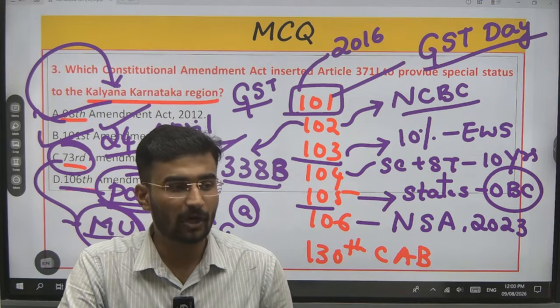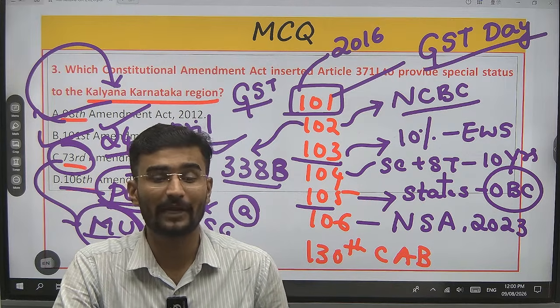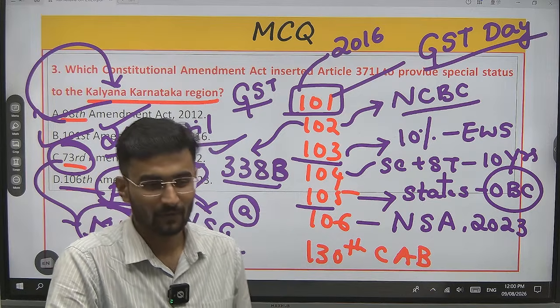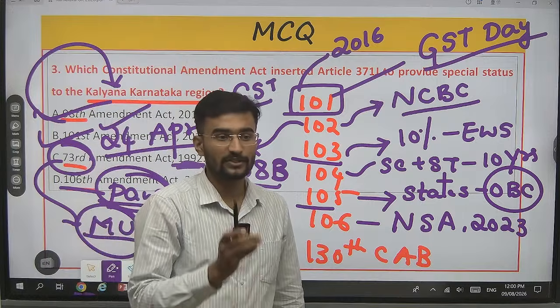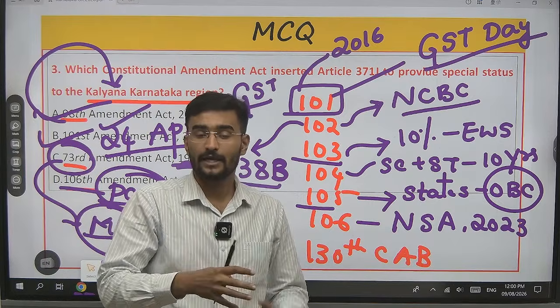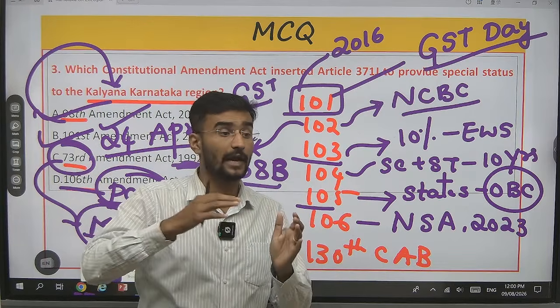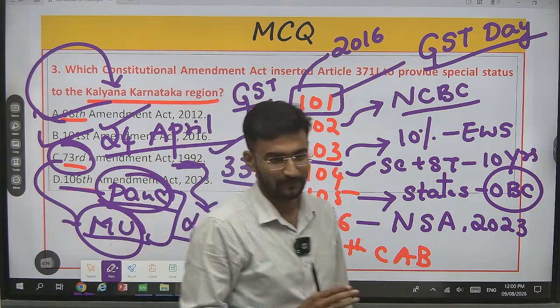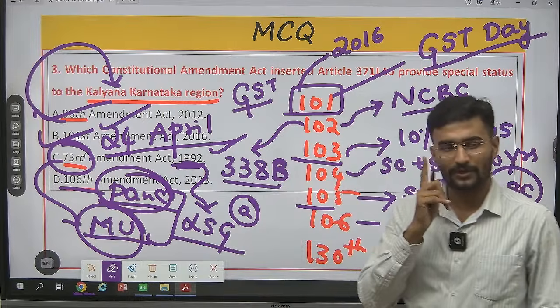Now 69 talks about special powers which are being given to Delhi. Special status which is being given to Delhi, that is, we call it the Union Territory of Delhi or NCT Delhi, National Capital Territory of Delhi. One question will definitely come.